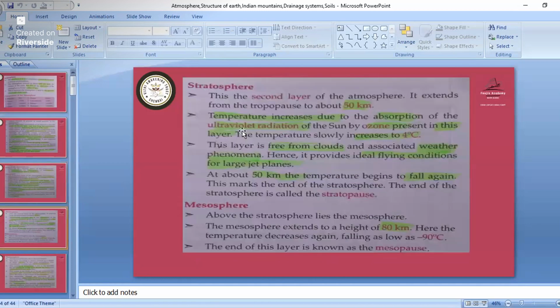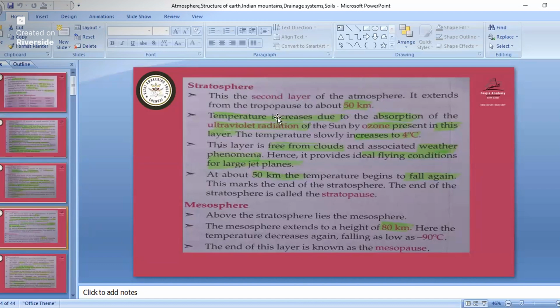Okay, we'll move to the stratosphere. Say if a question comes like, between the troposphere and stratosphere, which layer is there? That is the tropopause. After the tropopause comes the stratosphere, and after the stratosphere, the stratopause will come. The stratosphere is the second layer of the atmosphere. It extends up to 50 kilometers from the tropopause.